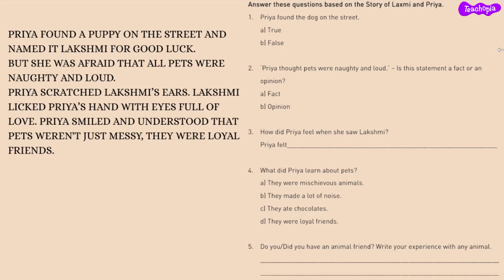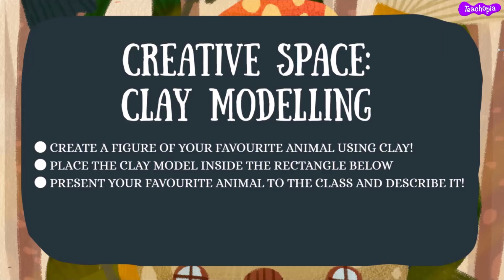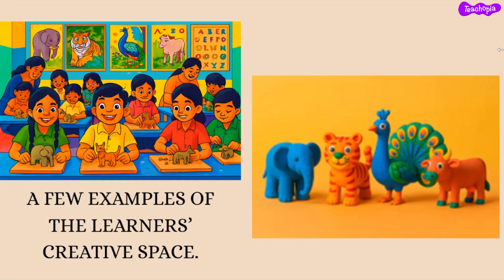Let's move on to the creative space, where the space is provided for the learners to develop or to model their favorite animal using clay. So they can use clay to create a figure of their favorite animal, and they can place the clay model in the triangle given. And here are a few examples. They can share the same with them.